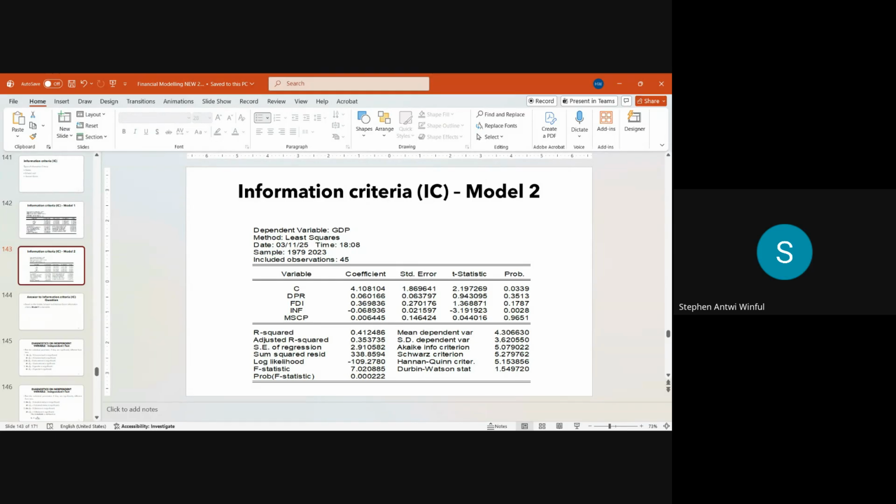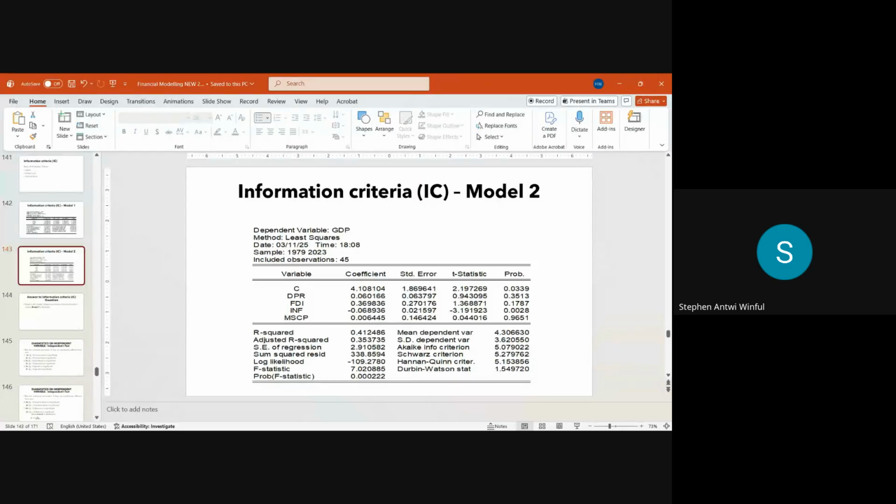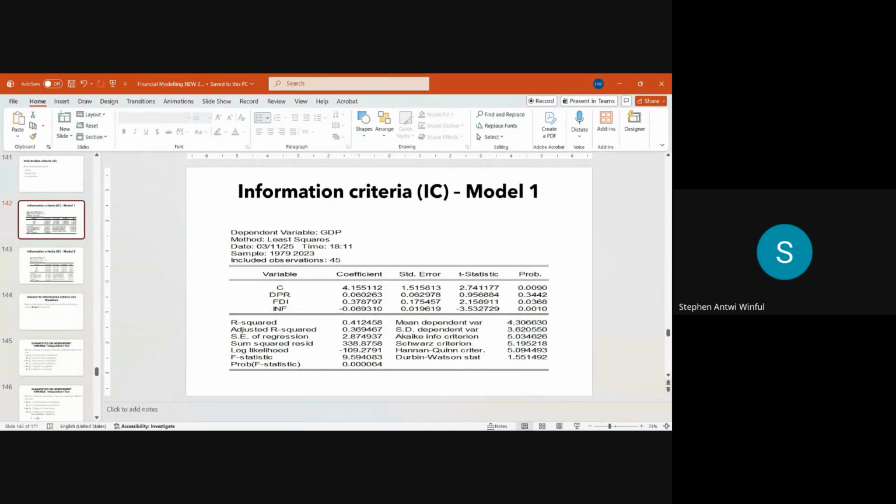You see how contrary the R squared for model 1 and 2 is. For model 1, we had an R squared of 0.4124, and then for model 2, we have 0.4148. So model 1's figure was less than model 2's in terms of the R squared. But the information criterion is pointing to model 1. That's why we need more diagnosis to ensure we get a better fitting model.